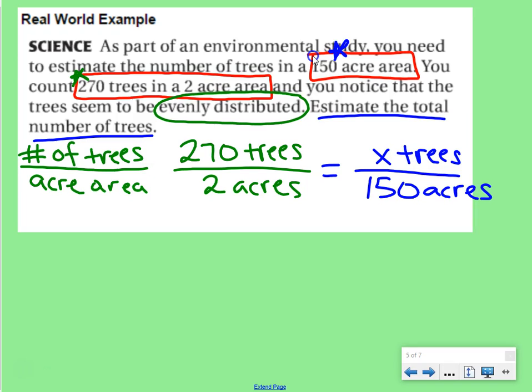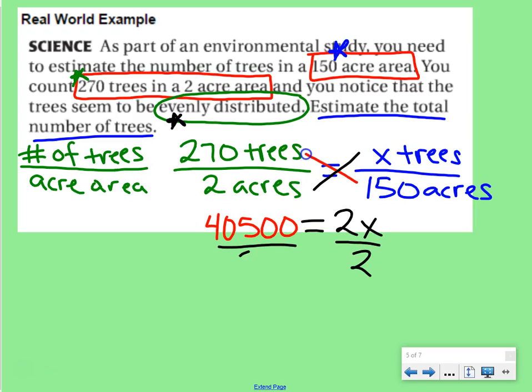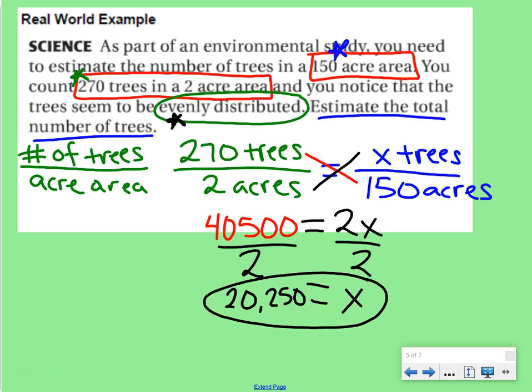Now the reason we're able to set up this proportion is because the trees were evenly distributed. Since they are evenly distributed, a proportion does work. Here we want to multiply our cross products. We have our cross product of 270 trees per 150 acres. Well, 270 times 150 is 40,500. Our other cross product is 2 acres times x, so 2 times x is 2x. Get x by itself, divide by 2 on both sides, and we get x is 20,250. So that would be about the number of trees in the 150-acre area.